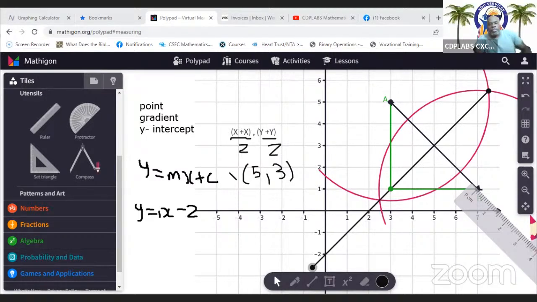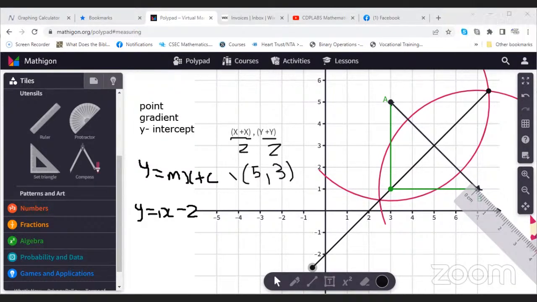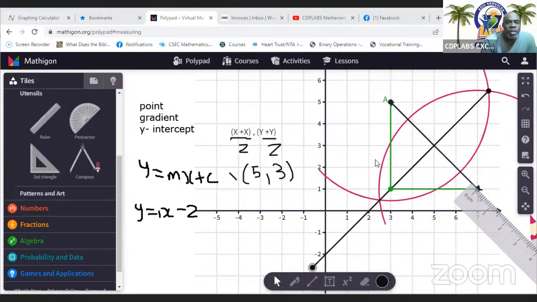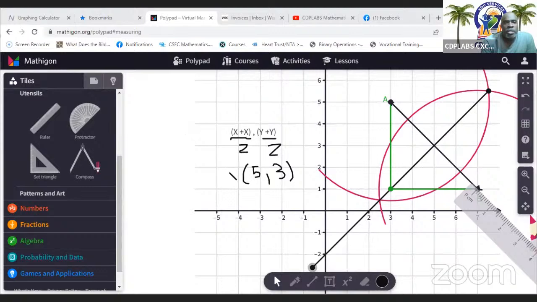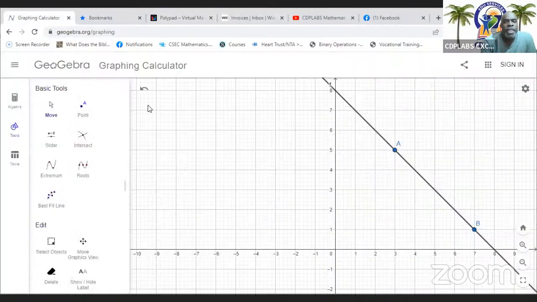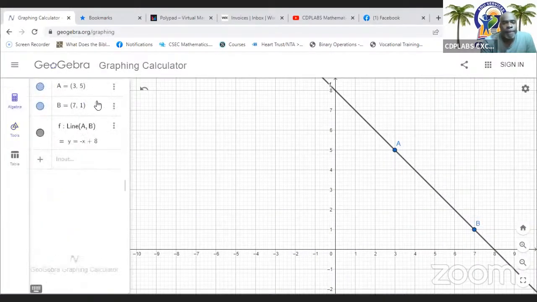So let's go on. Ready now? All right, so let's go. Let's go to GeoGebra and show you that we can reproduce this graph. All right, so I can remove that. So let's go to GeoGebra and show you now. The proof is in the pudding.